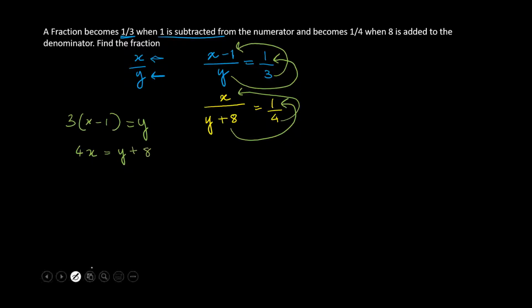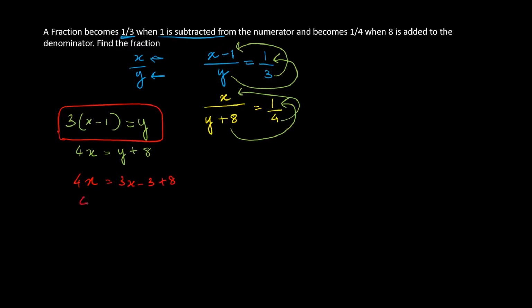Notice that in the first equation, y is already given in terms of x. So we'll shift the value here in place of y. I'll get 4x is equal to 3x minus 3 plus 8. So this is going to be 4x equals 3x plus 5. Subtract it over there, and I'll get x is 5.